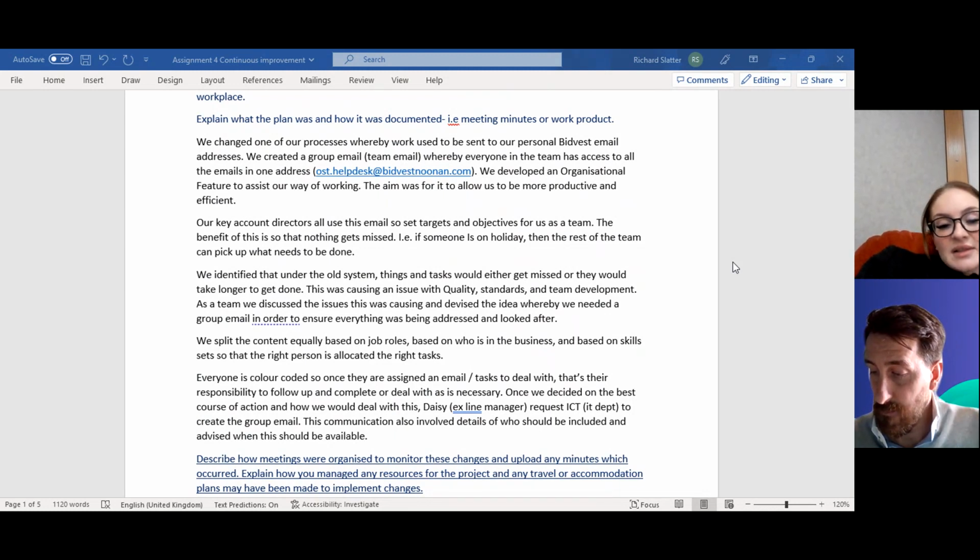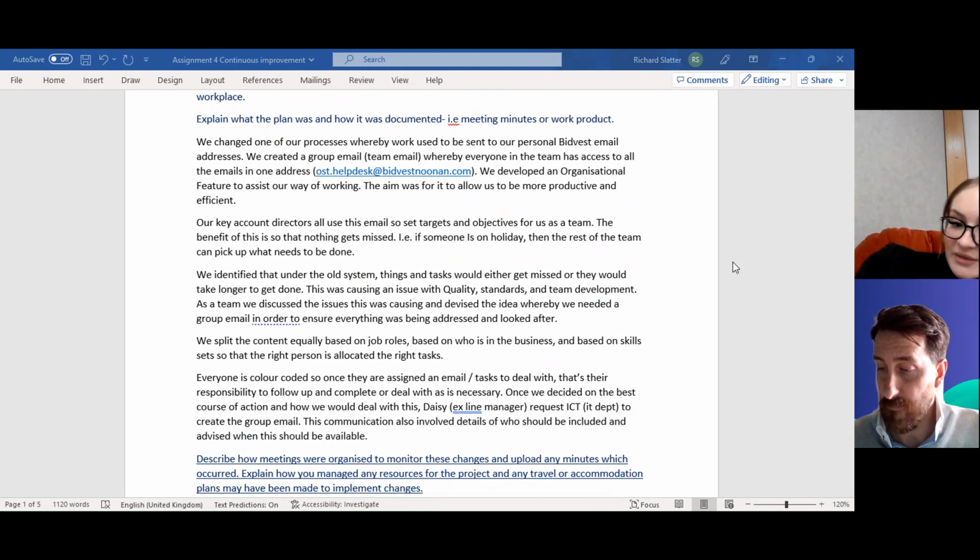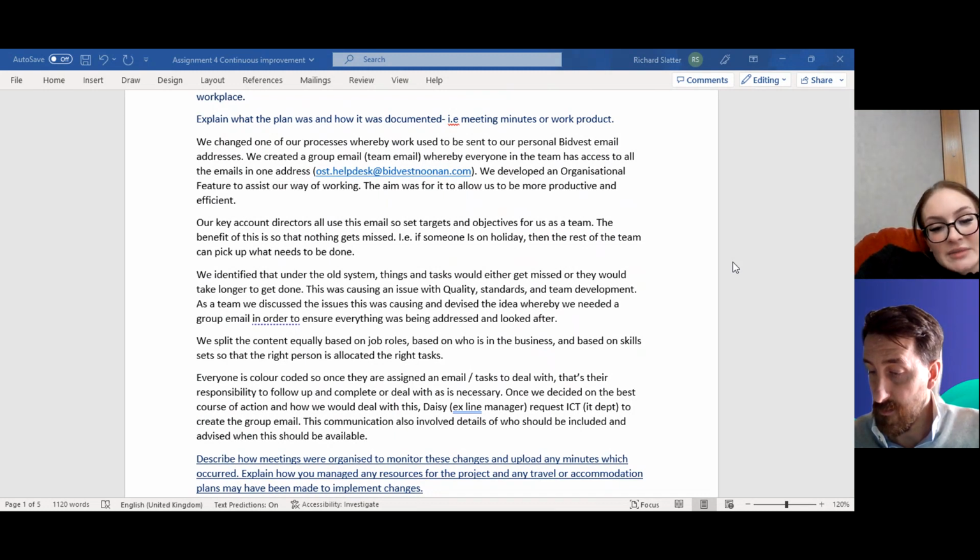Everyone is color coded, so once they're assigned an email or task to deal with, that's their responsibility to follow up and complete when necessary. Once we decided on the best course of action, Daisy, who's my ex-line manager who's currently on maternity leave, requested it through the ICT department to create a group email. This communication also involved details of who should be included and advice on when this should be available.